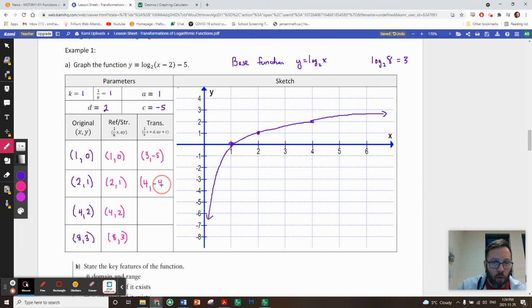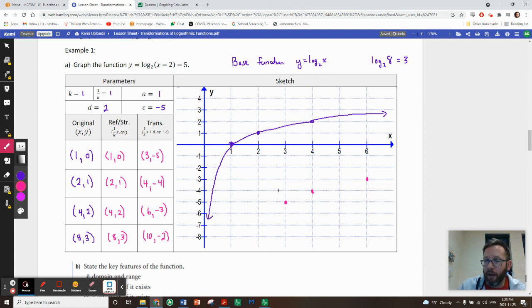4, -4, 6, -3, and I don't think this one will be on our graph. 10 and -4, -2, excuse me. Let's plot those final points on there. So 3, -5, 4, -4, and 6, -3. So it's like our graph has been picked up and moved right 2 and down 5.